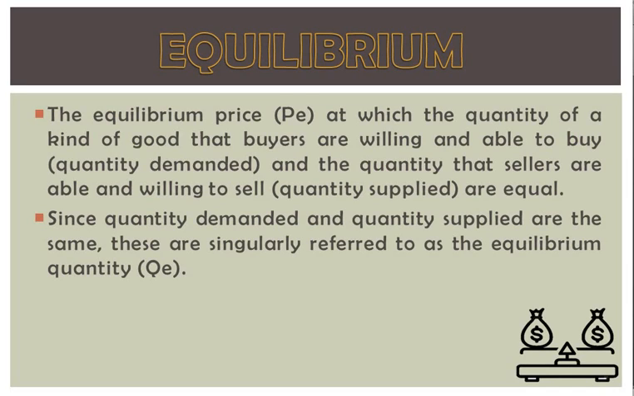Alright, so based from the definition, equilibrium is dictated by the price, or what we call equilibrium price, at which the quantity of the kind of good that buyers are willing and able to buy, which is the quantity demanded, and the quantity that sellers are able and willing to sell, that is quantity supplied, are equal. So if the demand and supply become equal or balanced, it's so-called equilibrium. For our next bullet, since the quantity demanded and quantity supplied are the same, these are singularly referred to as equilibrium quantity or the QE.